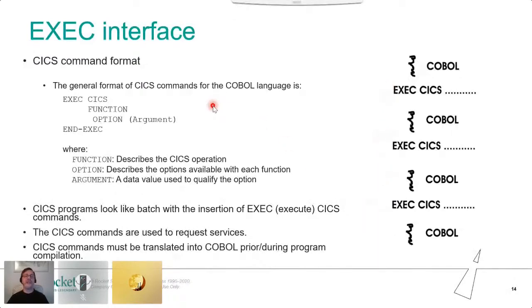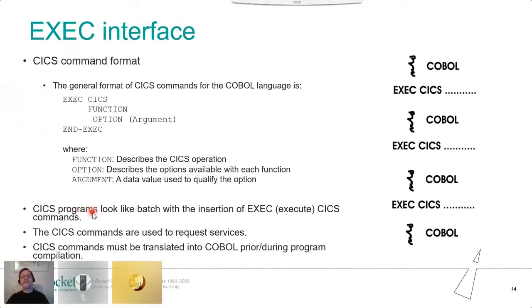Now, what does an EXEC CICS command look like? Well, in COBOL, it says EXEC CICS. We give it a function. I gave you an example, READ, and then options and arguments. So if I'm reading a file and it's a key sequence data set in VSAM, what do I have to do? I have to specify a record ID, which would be the option, right? RIDFLD being the key. And then parentheses, I'd have to give it the actual key that I want to read, right? And then in COBOL, we use an END-EXEC as a terminator for this command, right?